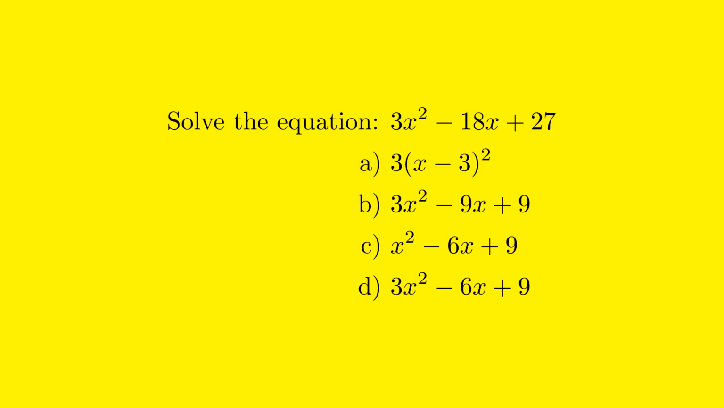Pause the video and try to solve the problem presented on the screen. The expression is 3x² − 18x + 27. You have four possible solutions to choose from. A, 3(x − 3)². B, 3x² − 9x + 9. C, x² − 6x + 9. Or D, 3x² − 6x + 9. Take your time to analyze the options and see which one best fits the given expression. Good luck.